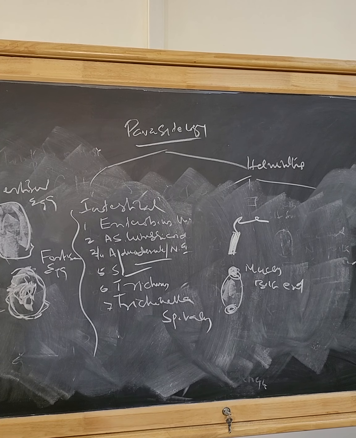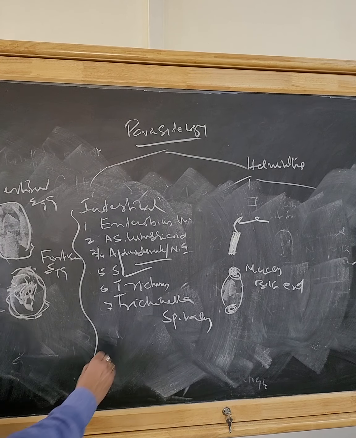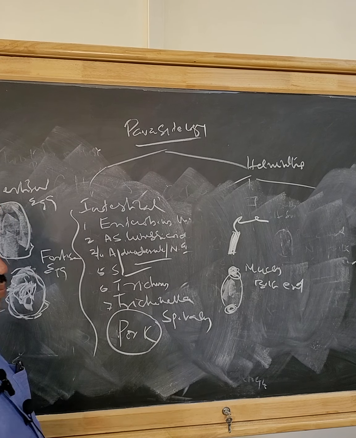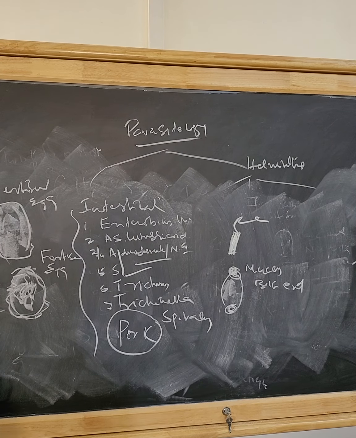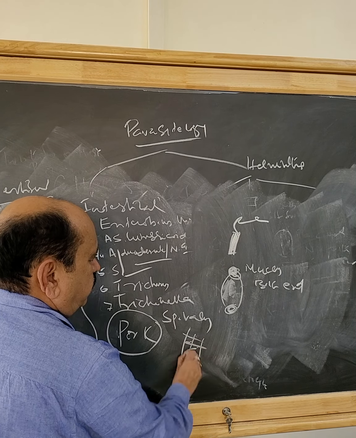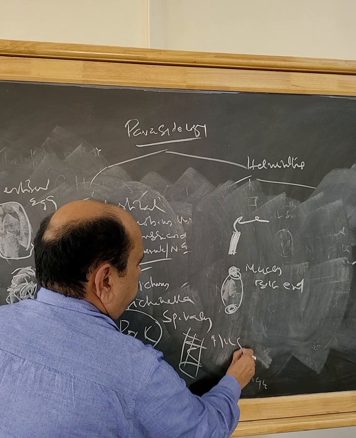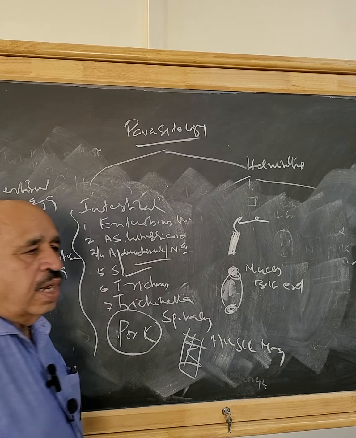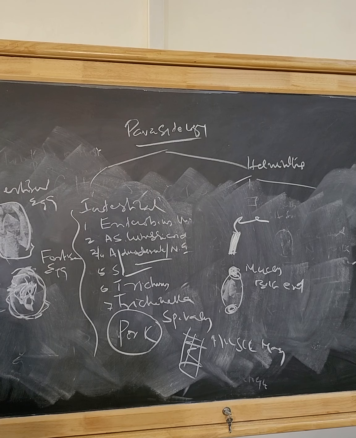So, Trichinella spiralis: man gets infected by eating pork. And they do not stay in the intestine, they go to the muscle mass, and they get encysted in the muscle mass. So you have 7. How many?